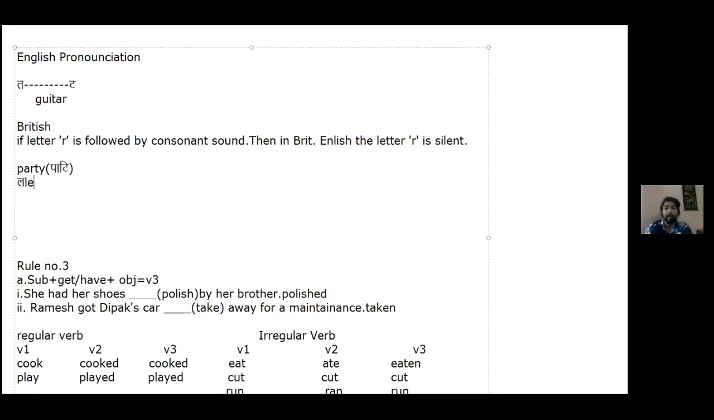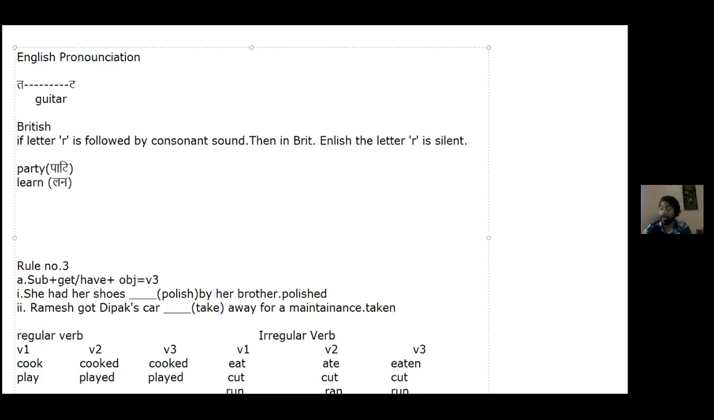Here R is silenced; it is a consonant sound. So how do you pronounce this word?